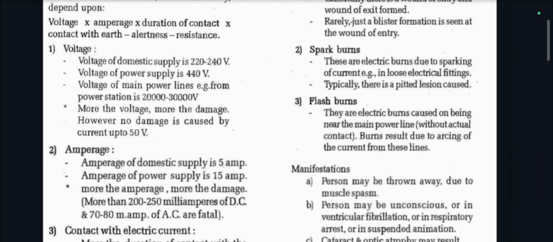What about spark burns now? These are electric burns due to sparking of current. For example, in loose electrical fittings, typically there is a pitted lesion caused. So spark burns occur in loose electrical fittings, and there is formation of pitted lesion. What about flash burns? They are electric burns caused on being near the main power line without actual contact. Burns result due to the arcing of the current from these lines. So what do we say? In case of flash burns, if you stand close to the main power line, then the burns resulting from the main power line are called flash burns.